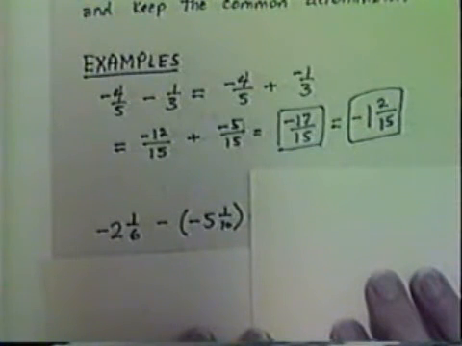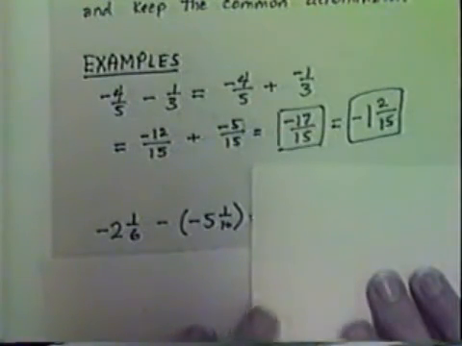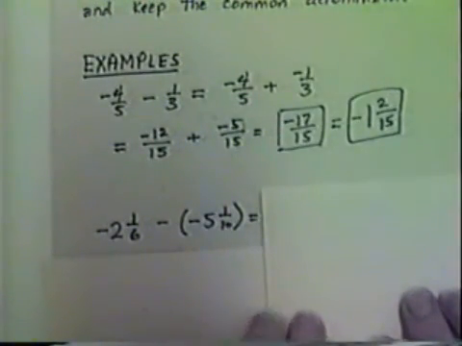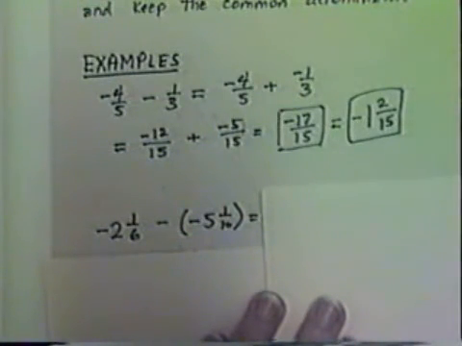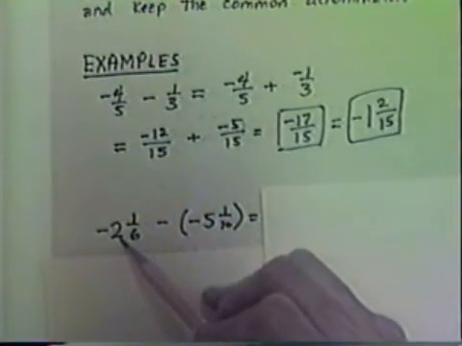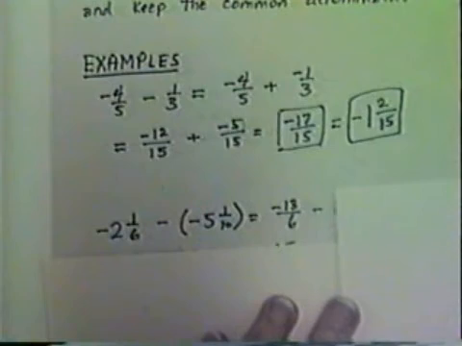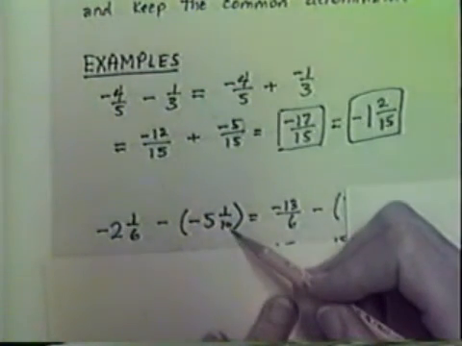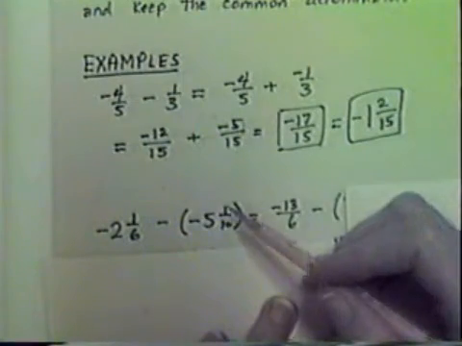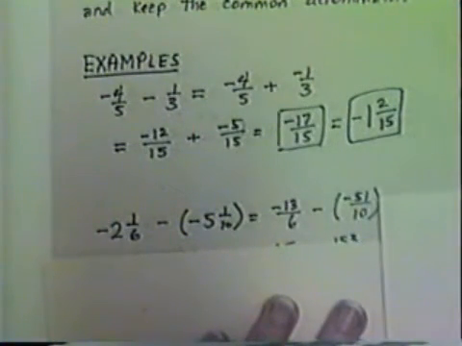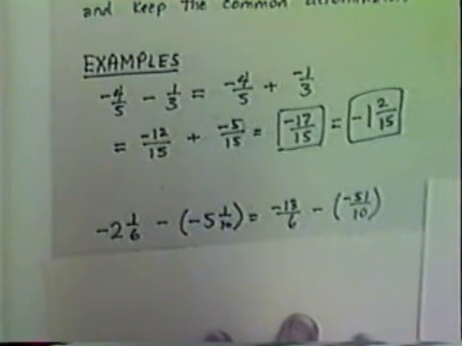-2 and 1/6 subtract -5 and 1/10. We begin by converting each of these mixed numbers into improper fraction form. 6 times 2 is 12, plus 1 is 13, and so we get -13/6. Subtract. 10 times 5 is 50, plus 1 is 51, and so we get -51/10. So we have -13/6 subtract -51/10.